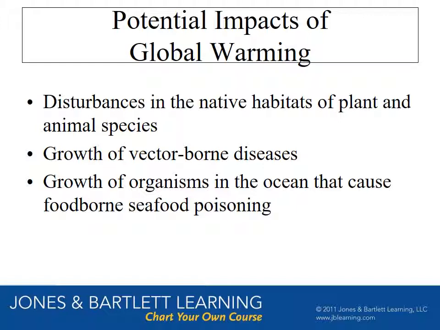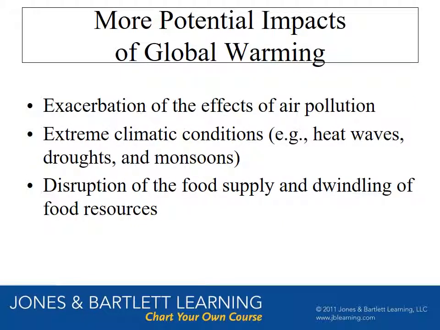Impacts of this change include disturbance in habitats, growth of vector-borne diseases, and shifts in poisonings like seafood-caused poisonings. We believe that air pollution effects will be worse, and we will see more extreme conditions such as heat waves, droughts, and more erratic and larger storms that are more difficult to predict. We see that because of things like heat waves and droughts, there may be disruption of the food supply and dwindling of food resources, which may cause civil unrest.